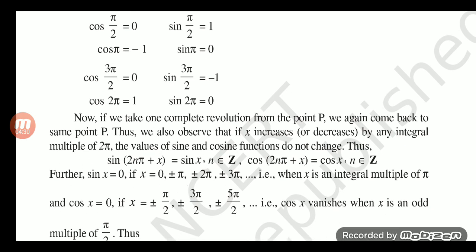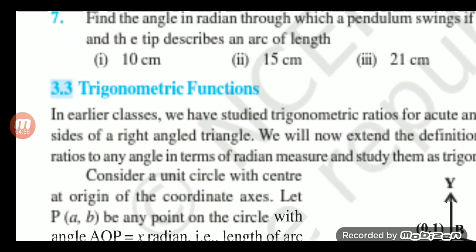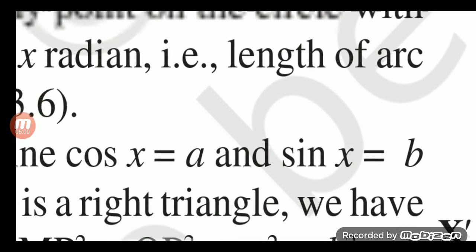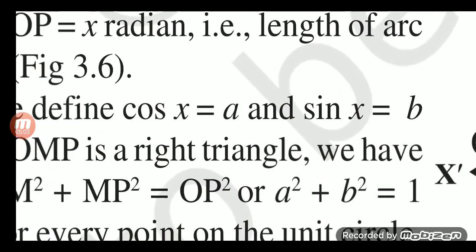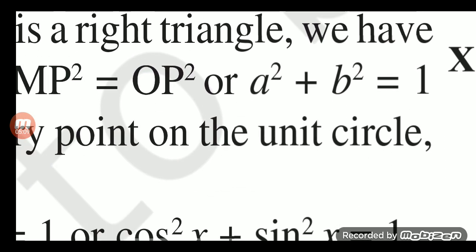So we increase the value of x, of angle x, by 2 pi. So that is 2 pi, right? x plus 2 pi. The value of sine and cosine functions do not change. What are sine and cosine functions? It is this: cos x equals a and sin x equals b.